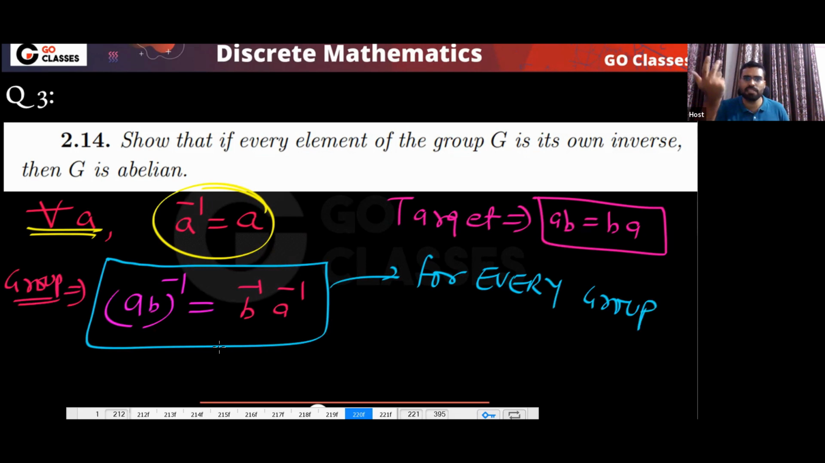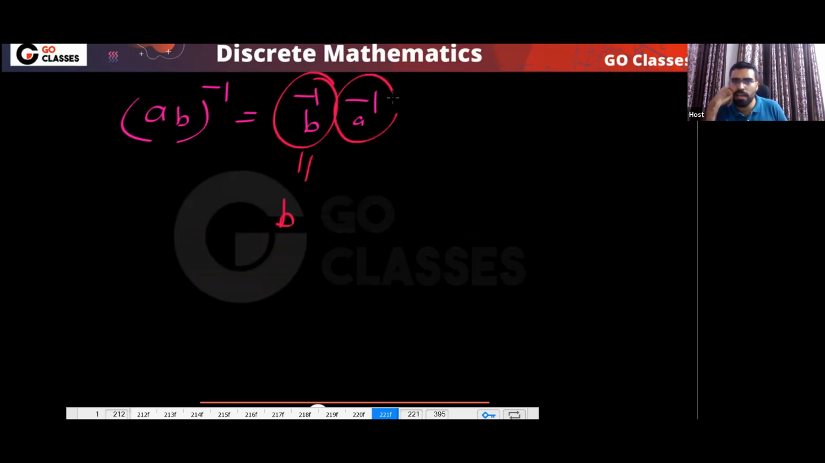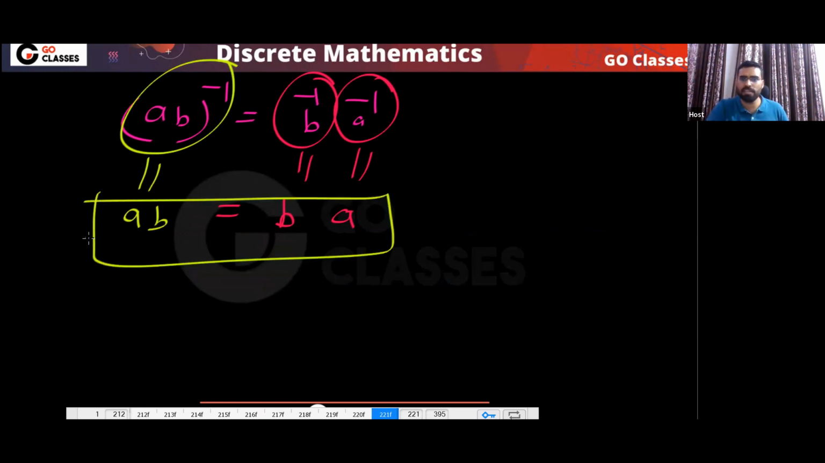Now, for every element, A inverse is A. AB inverse is equal to B inverse, A inverse, and you are saying that B inverse is the same as B, and A inverse is the same as A. Every element is inverse of itself. Whatever element you take, that is inverse of itself. So this element AB is also inverse of itself. So I can say if every element is inverse of itself, then the group is abelian.